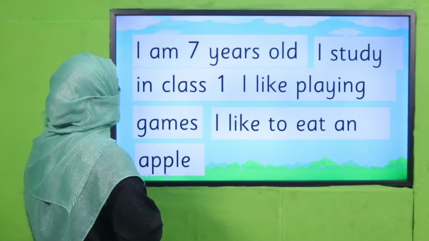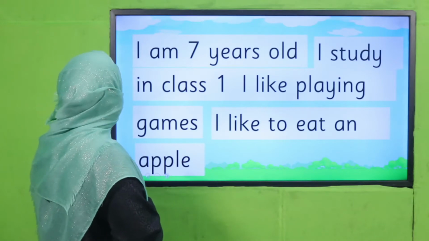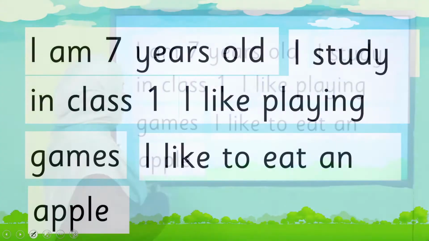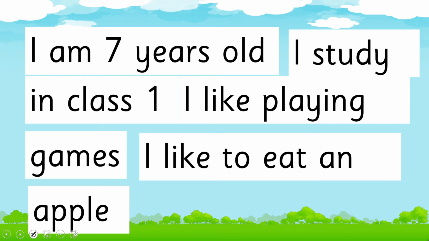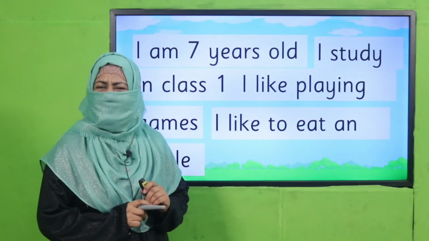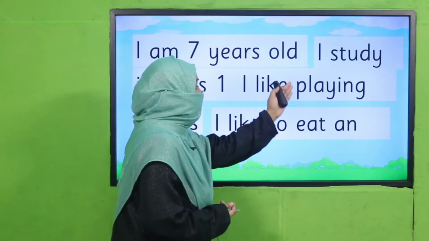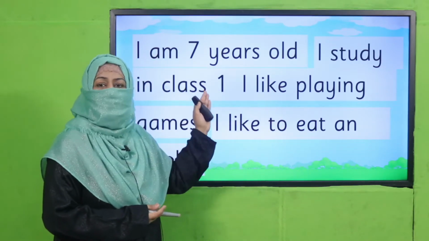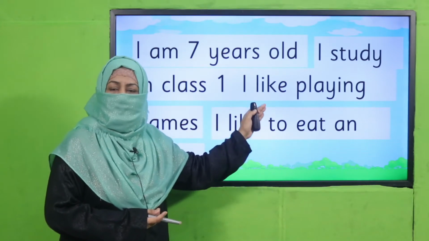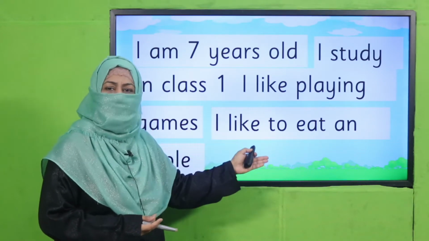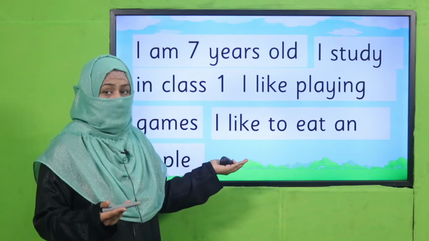I am 7 years old. I study in class 1. I like, no, I think I'm reading it wrong. I'm 7 years old. I study. Oh no, it's not making sense. What should I do? Why am I not getting it? Because there is no punctuation mark. Where to pause, where to stop the sentence, from where the next sentence is starting, I don't know.